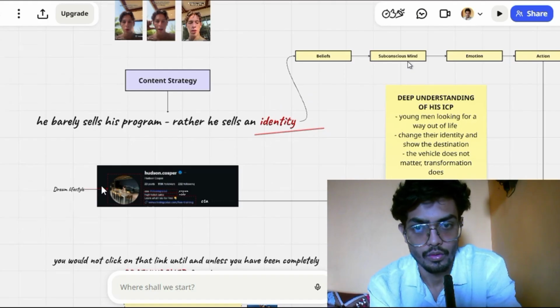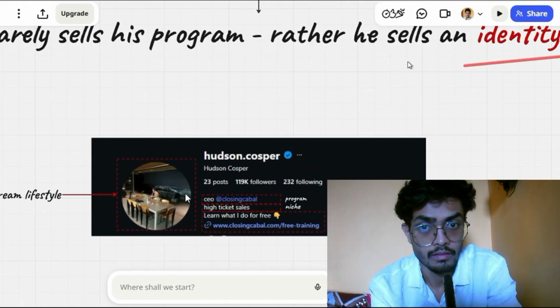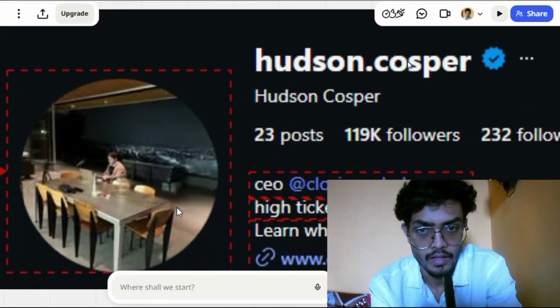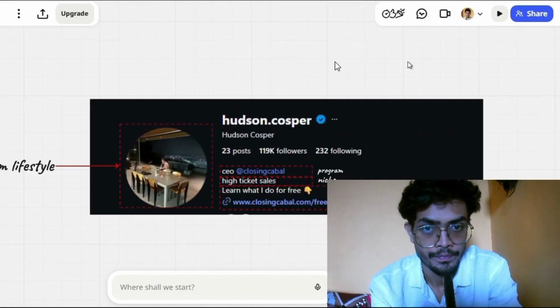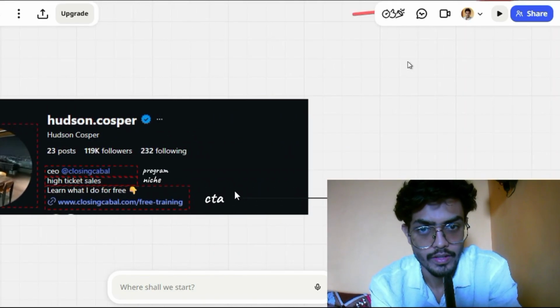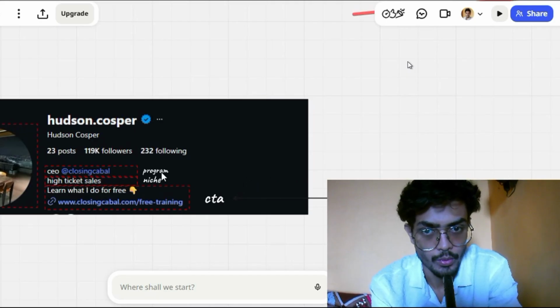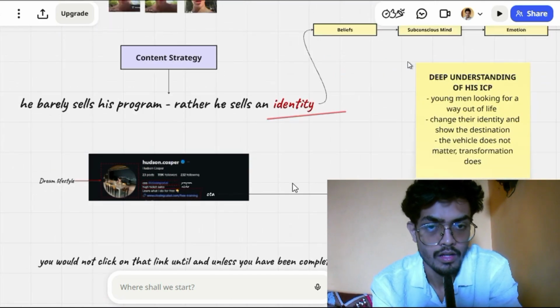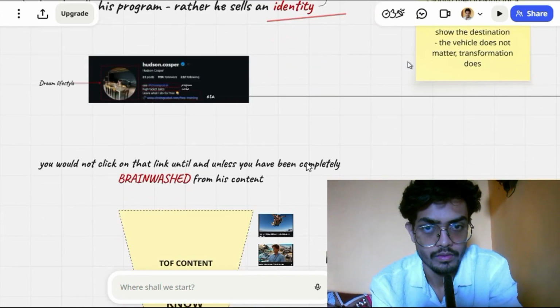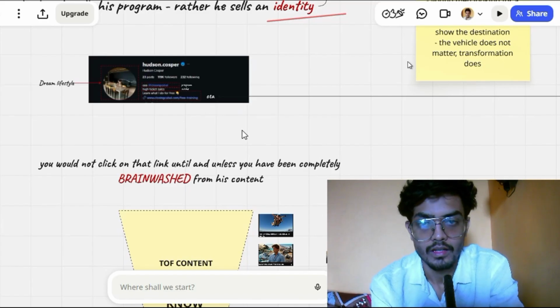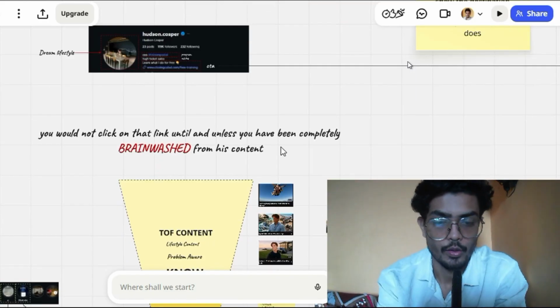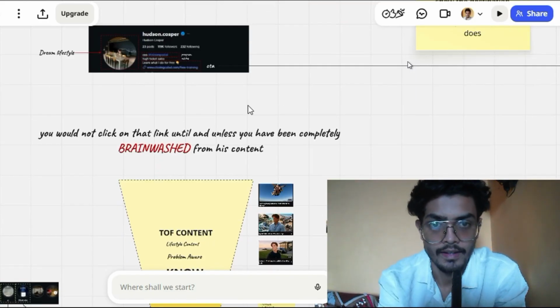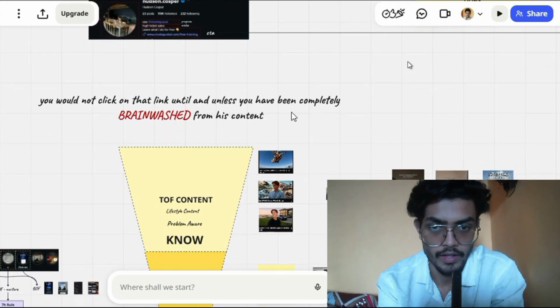So from his Instagram profile, you can see even the profile picture is in his penthouse. And if you look at his bio, it's very simple. Basically, he's mentioned his program, his niche, and then a CTA. Now his CTA is the same on his Instagram as well as on his YouTube channel, and I will come to this later. You wouldn't click on that link randomly just like that, because first you need to be kind of brainwashed by his content, in a good way.